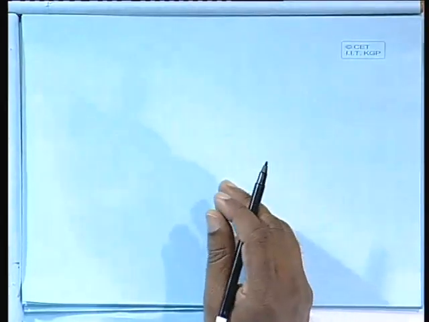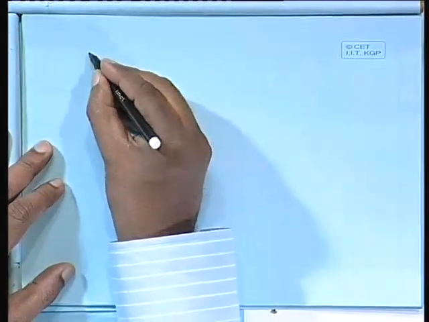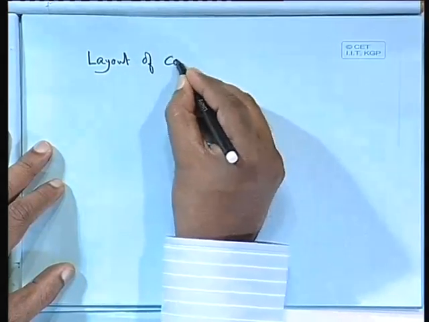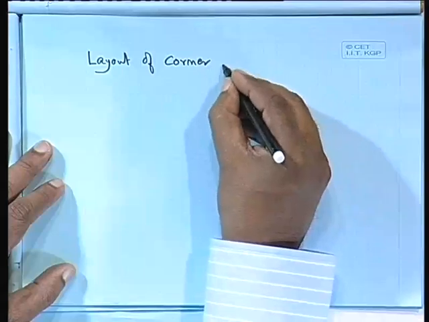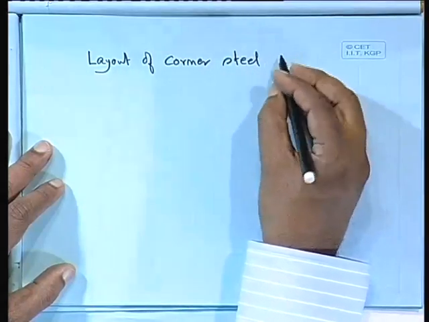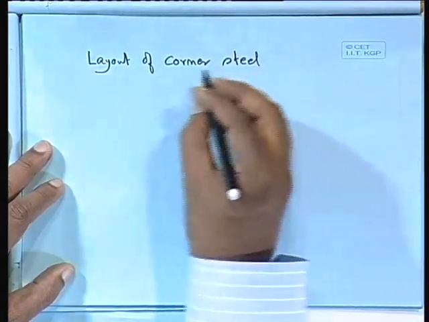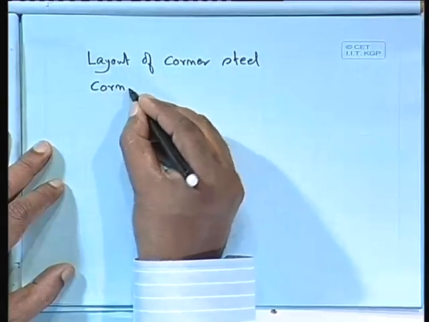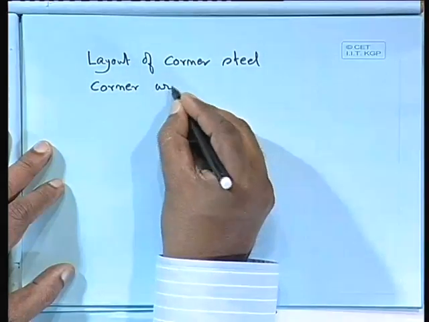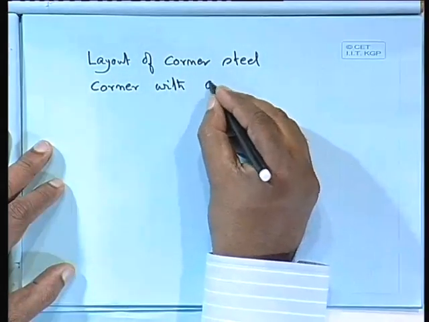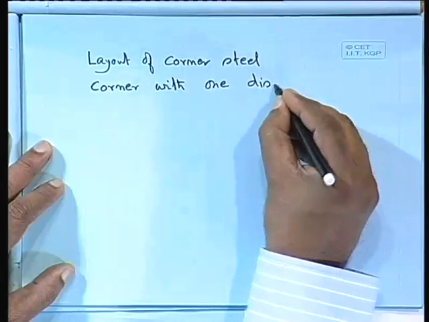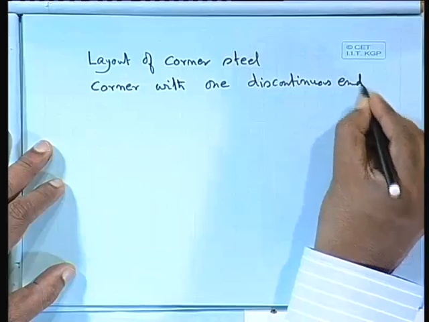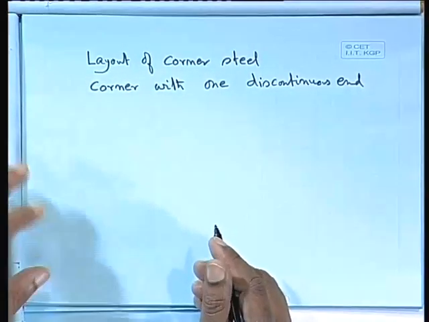So one more, I think I should make it. The layout of corner steel, so this one we can say corners with one discontinuous end. That means when we have only one discontinuous end, what will happen?